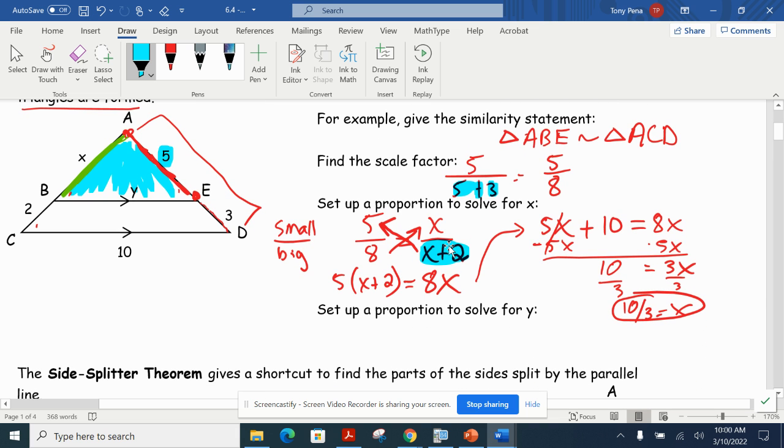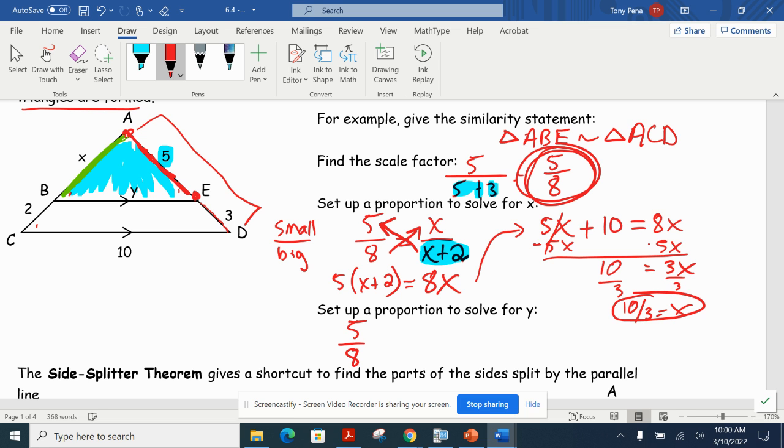Set up a proportion to find y. So again, I'm going to use this 5/8 that I found at the very beginning. So I'm going to put that 5/8. It's the right-hand side. So I did the small right-hand side over the big right-hand side. If we now look at where y is at, the y is the bottom of the small one. So I'm going to take the bottom of the small one and I want to compare it to the bottom of the big one. And we have to do the small one on top and the big one on the bottom. So the y is the small one. The 10 is the big one. That one everybody can do, right?